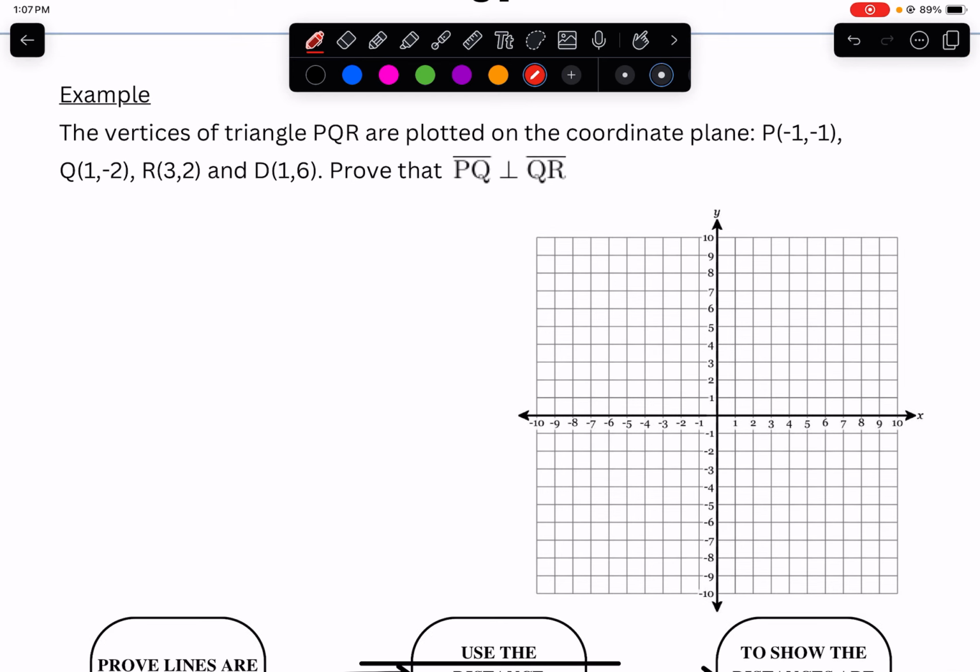So now here the vertices of the triangle PQR are plotted. Prove that PQ is perpendicular to QR. So here you're looking for a negative reciprocal, and we again are going to be looking at the slopes. So first thing you do is plot your points. So we start at -1, -1 for P, Q at 1, -2, R is at 3, 2. I don't know why there's a D there, so we can just get rid of that.